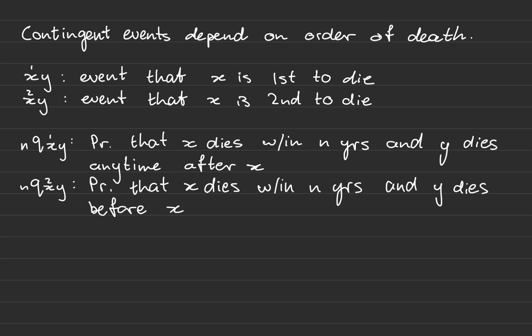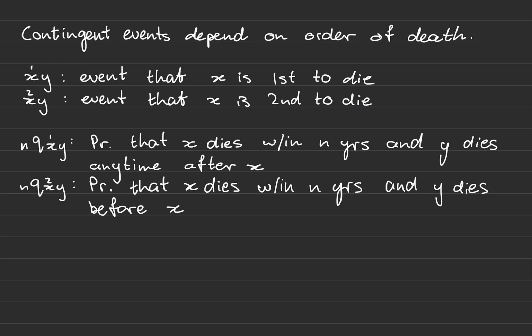So if we're dealing with contingent probabilities here, then what we need to know first is what a contingent event is. A contingent event is an event that depends on the order of death. So having two lives, a contingent event could be the event that X dies before Y, or Y dies before X. And then we can also have some more specificity in there and say that X must die within a certain time frame, and then we don't care when Y dies, or both X and Y must die within a certain time frame, and there's an order to it. That's the type of thing that we're dealing with here.